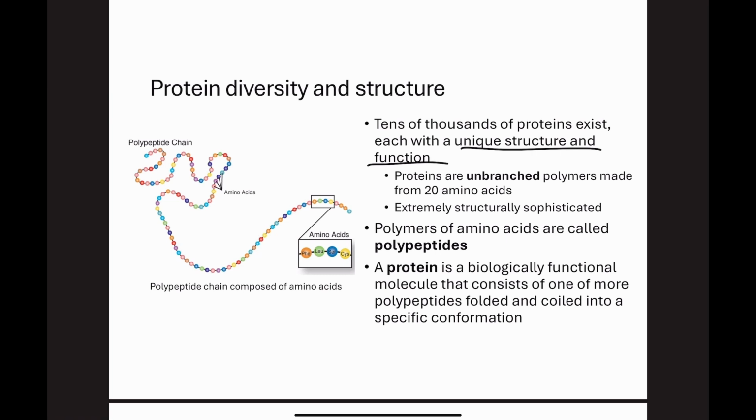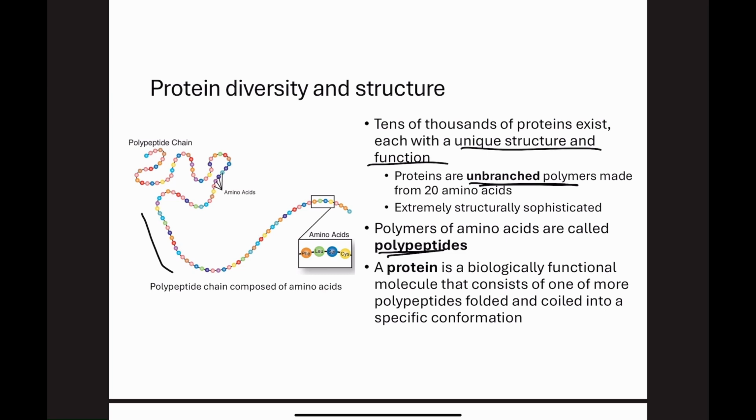And we find myoglobin in our muscles. For example, in our heart and skeletal muscles, we find myoglobin a lot. And as diverse as all proteins are, they are unbranched polymers that are made up of 20 amino acid monomers. So we have only 20 amino acids that are going to construct all of our proteins. From these 20 amino acids, we make all of the thousands and thousands of proteins that we have. And polymers of amino acids are called polypeptides, which is what we see here in this chain.